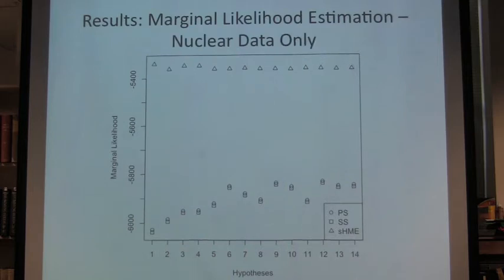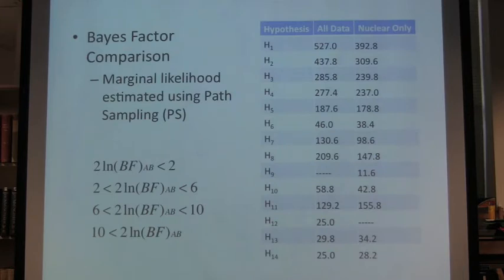If we exclude mitochondrial data, we still find that the smooth harmonic mean estimator is providing a greatly inflated result. And here, path sampling and stepping stone are favoring hypothesis 12. So now that we've found which hypothesis is favored with all the data and then with just nuclear data, let's see how much better they are than the rest of the hypotheses using the Bayes factor. So here we can see the Bayes factor results comparing in the all data column, comparing hypothesis 9 to all other hypotheses, and in the nuclear only column, comparing hypothesis 12 to all other hypotheses.